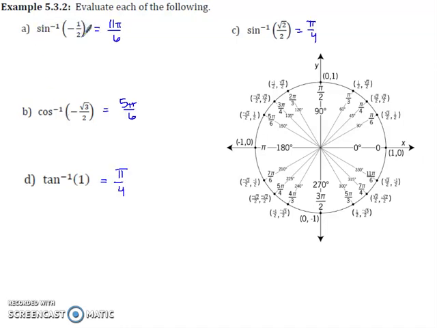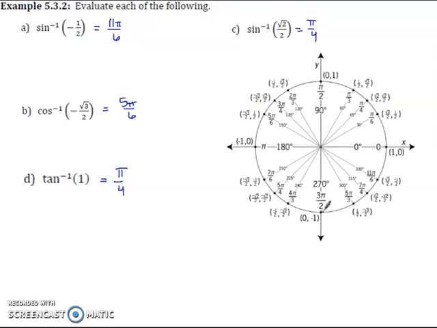For the inverse sine of negative 1/2, I'm looking at the interval from negative pi over 2 to pi over 2, where my sine, or my y value, is a negative 1/2. That would be here at the angle 11 pi over 6. Inverse cosine of negative square root 3 over 2, I'm looking at the interval from 0 to pi. The value that gives me an x value of negative square root 3 over 2 is 5 pi over 6.